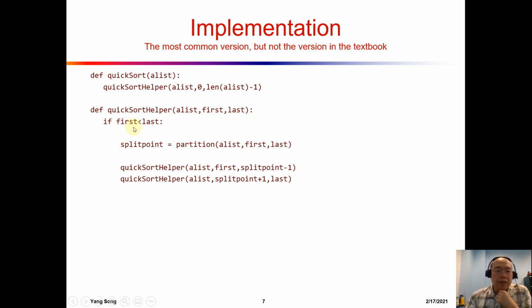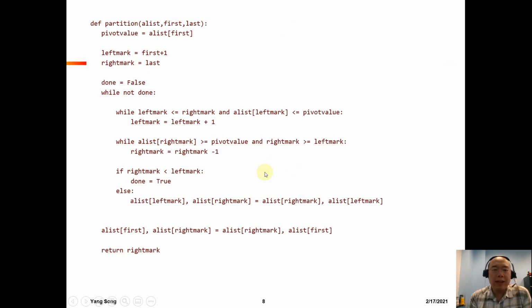Okay, and if first is smaller than last, then we want to do a partition. For the partition, we are returning the index of the pivot, and we call that the split point. After that, we want to do two recursive calls. For the pivot, we don't touch it anymore, and we just sort the lower half and the upper half of the values. Then we have the implementation of the partition.